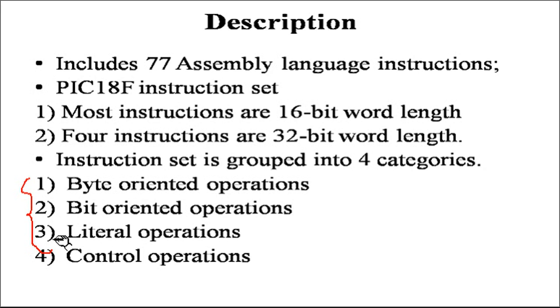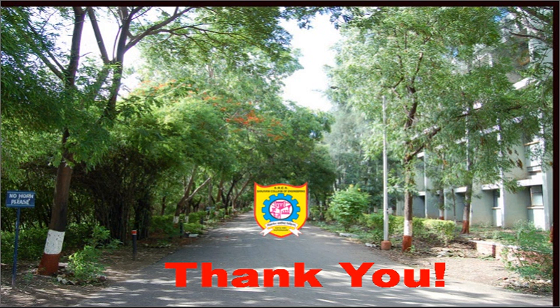At the end we saw the different groups of instructions. Byte oriented, where you can perform the operation on a byte of data. Bit oriented means an individual bit can be operated. Literal means an immediate or direct value is available in the instruction itself, and control operations, so that you can perform any controlling action. Thank you.